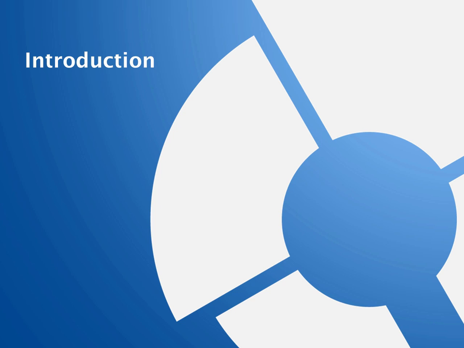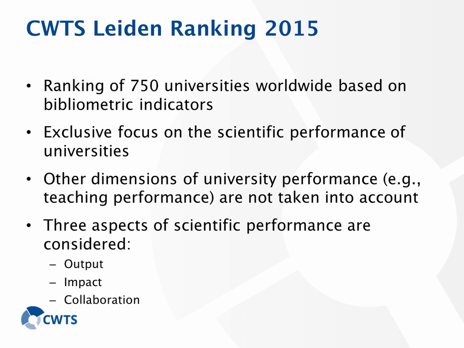Let me now start by introducing the Leiden Ranking. The Leiden Ranking is a global university ranking based on bibliometric indicators. The 2015 edition of the ranking includes 750 universities worldwide. The Leiden Ranking is focused exclusively on the scientific performance of universities. The ranking doesn't take into account other dimensions of university performance, such as teaching performance.